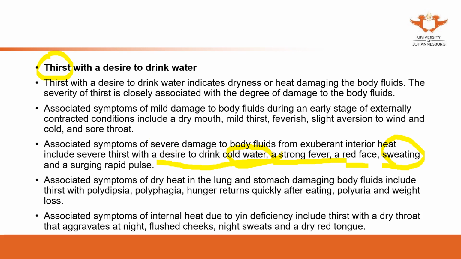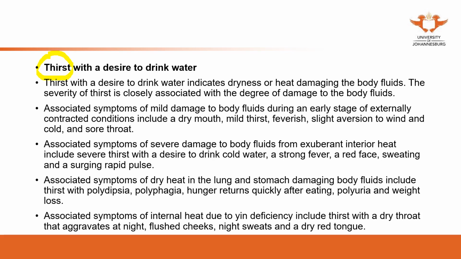If the patient associates symptoms with heat in the lung and stomach, they will have insufficiency in the stomach. The patient may present with thirst with polydipsia, polyphagia, hunger that returns quickly after eating, polyuria, and weight loss. These are very common symptoms in diabetes. That's how we understand diabetes.